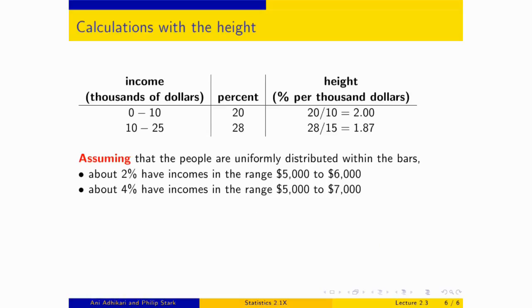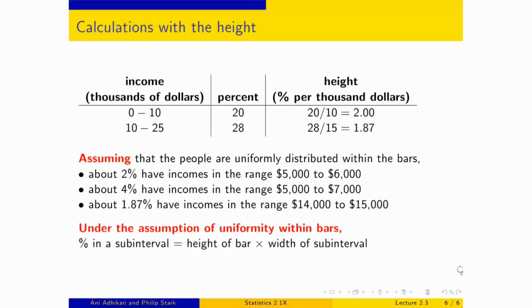And so then 4%. If you look at the next interval, then in the range $14,000 to $15,000, that's a $1,000 increment in the second interval. You have 1.87% of the people, roughly. And to summarize, if you assume uniformity within bars, which may or may not be a good assumption, then you can figure out the percent in subintervals. The percent in a subinterval is the height of the bar times the width of the subinterval.